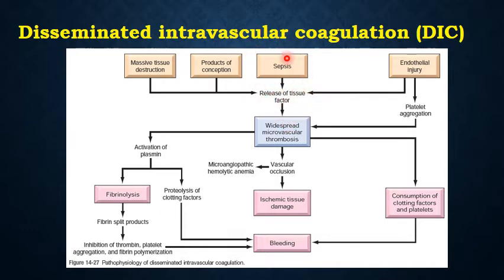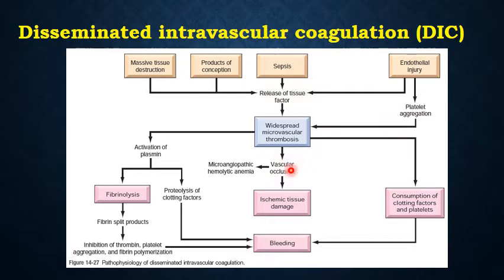Sepsis, septicemia, also leads to the release of tissue factor, which leads to widespread microvascular thrombosis. Products of conception, as in obstructed labor, are also one of the emergencies that lead to the release of the tissue factor present in the placenta. And massive tissue destruction, as in trauma, an accident, or any muscular crush, leads to the release of tissue factor. And you know, tissue factor leads to the activation of the coagulation cascade, which leads to widespread microvascular thrombosis and vascular occlusion.